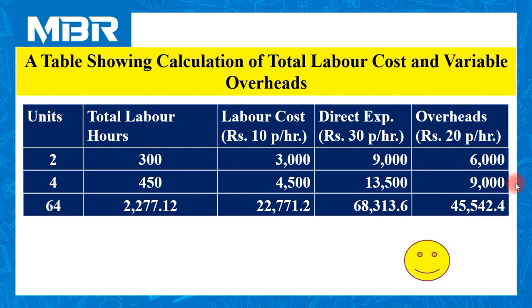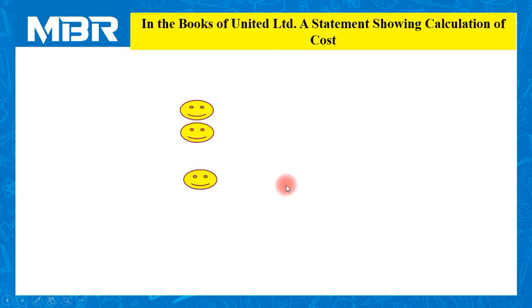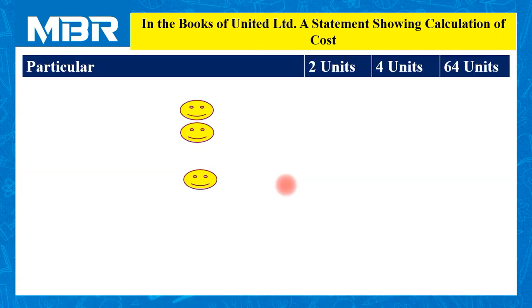After calculation of all these important items, labor cost, direct expenditure and overheads, we shall move to the last part of our calculation, and it is all about preparation of a cost sheet. As per the requirement of the question, we need to prepare a cost sheet for 3 different levels of production, that is 2 units, 4 units and 64 units.